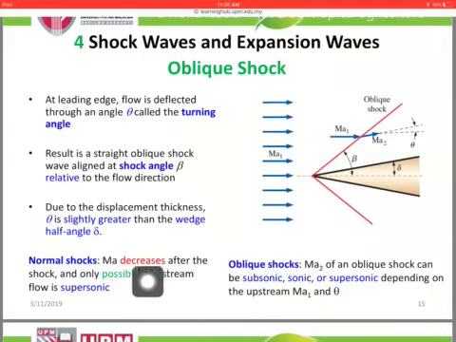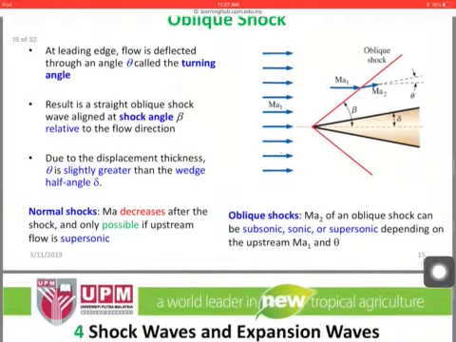For a normal shock, the Mach number decreases after the shock, and this is only possible if the upstream flow is supersonic. So the upstream flow should be supersonic. But for an oblique shock, there is some difference, where Mach number 2, after the shock, can be subsonic, sonic, or supersonic, depending on the upstream Mach number M1 and also theta. So now we also need to consider the angle.